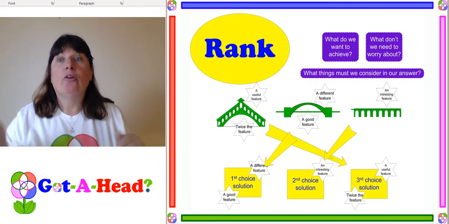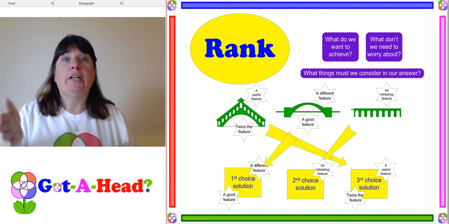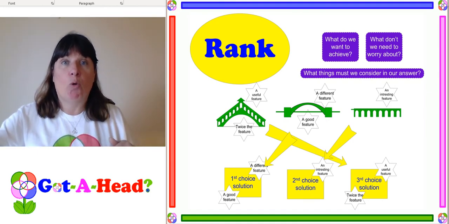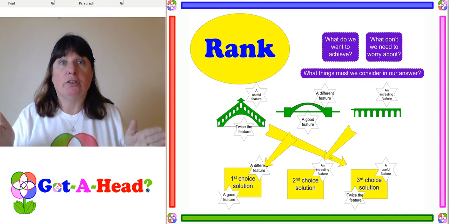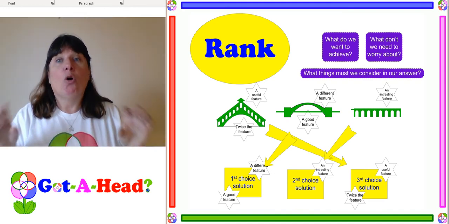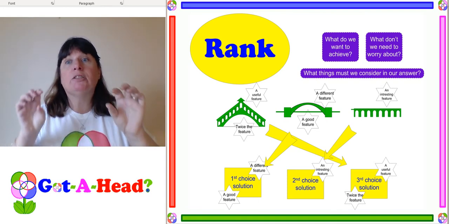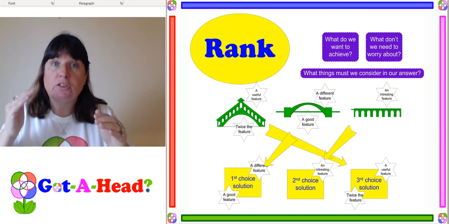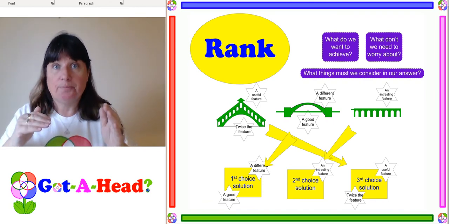What do I mean by that? Remember, what do we want to achieve in the question? What's our end result that we are hoping for at the end of this question? What did we not need to think about? And also, what things must we consider in our answer, what we call the qualifiers? There are all sorts of things that you have to think about.